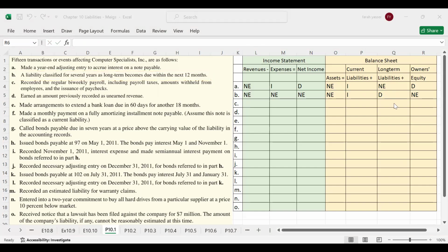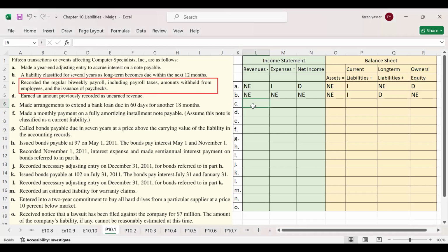So the third transaction recorded the regular bi-weekly payroll. Payroll is an expense for the company, including payroll taxes. In the initial entry, while recording payroll, the company records payroll taxes on the credit side as payroll taxes payable, amounts withheld from the employees, and the issuance of paycheck. Issuance of paychecks means the bank account or the cash account will be decreased.